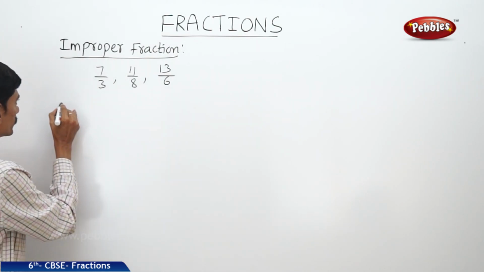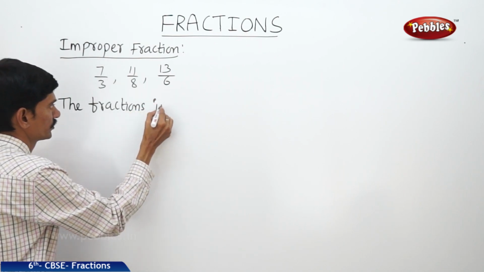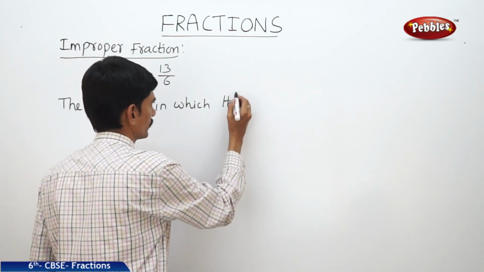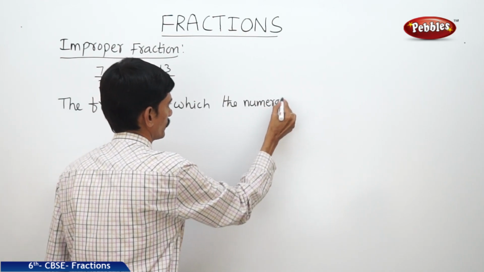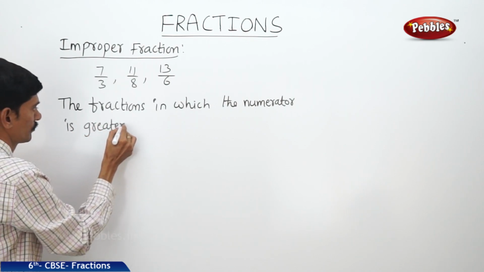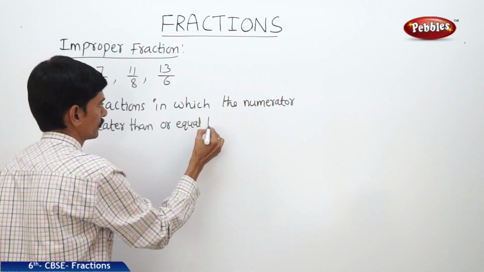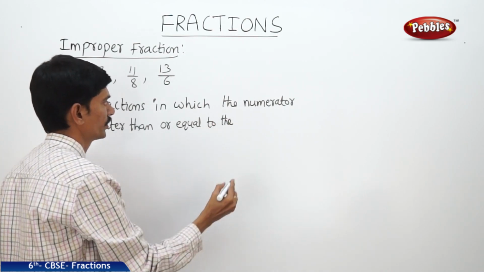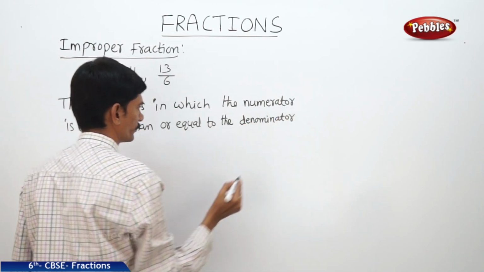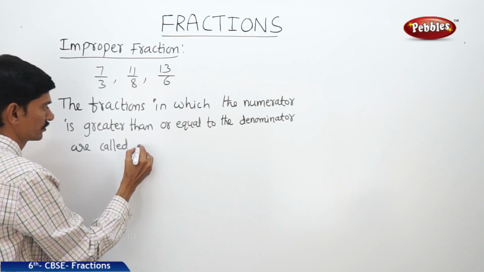So we can write the definition as: the fractions in which the numerator is greater than or equal to the denominator are called improper fractions.